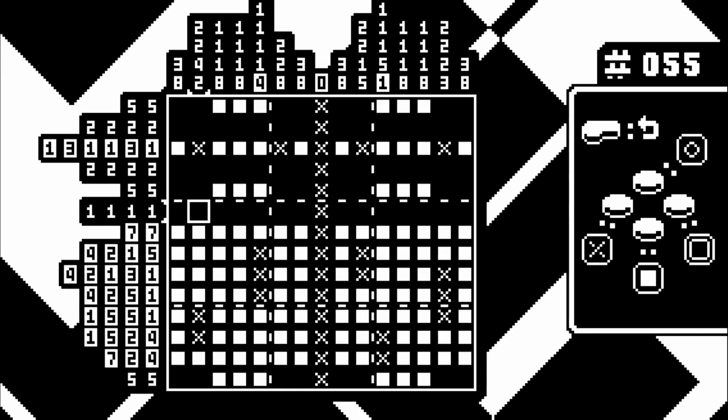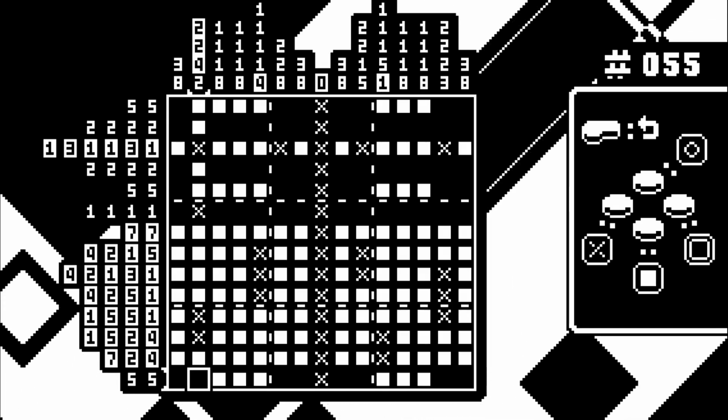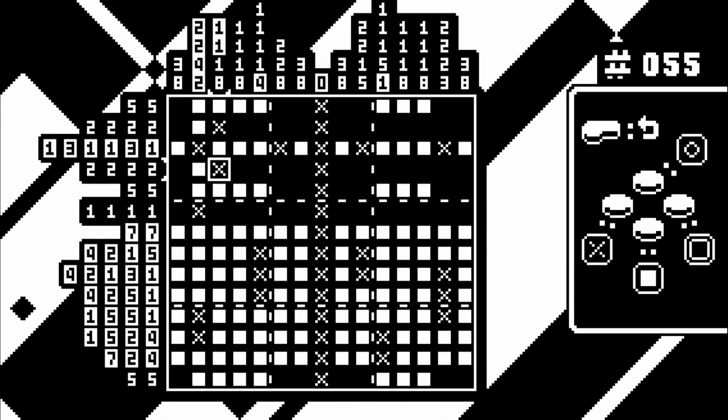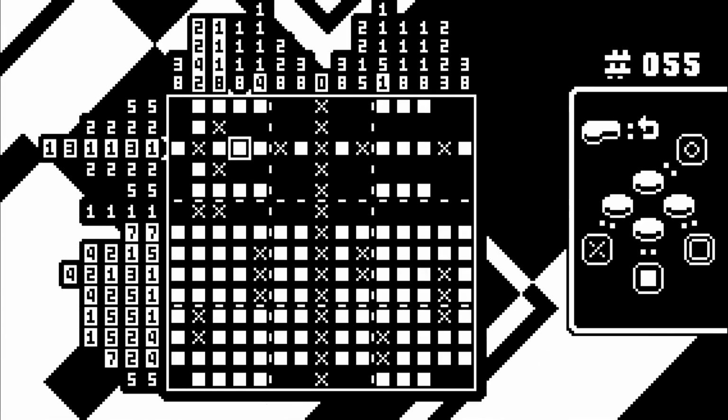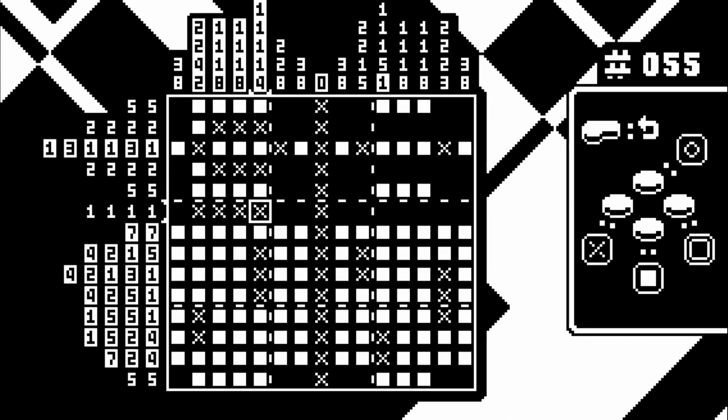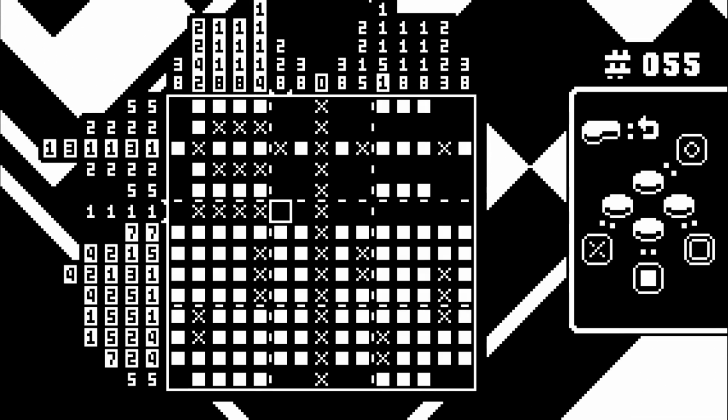2, 2, 4, 2. That's a 4, so the 2's have to go there, and that's that 2. 1, 1, 1, 8, great. Bunch of 1s and a 4. Yeah, this one is just like full of cells.